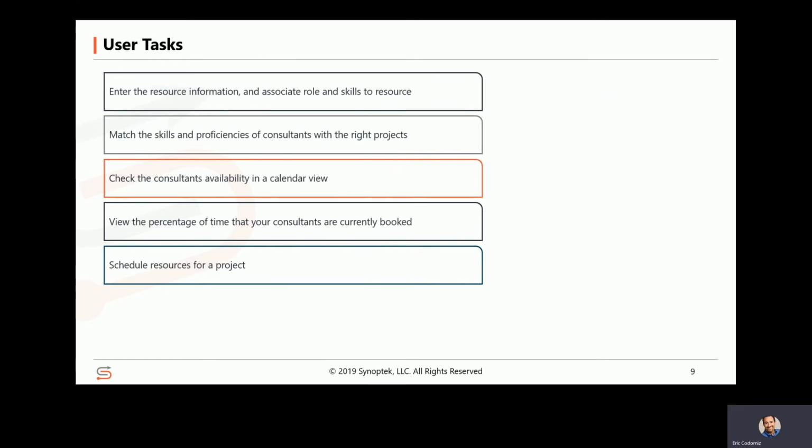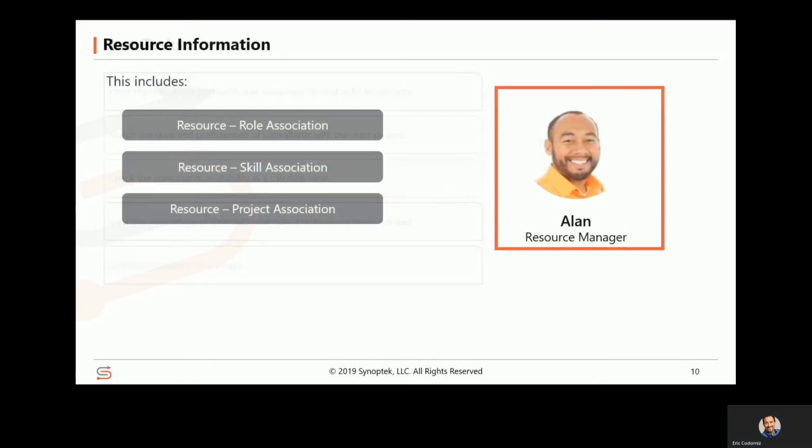This slide simply shows the list of user tasks, such as entering the resource information and associating a role and skill to a resource, matching the skills and efficiency of consultants with the right projects, checking consultants' availability in the calendar, and viewing the percentage of time that your consultants are currently booked, and finally, scheduling resources for projects. The next few slides will take us through the real-life scenario for resource management. Let's take a look and understand more about how a resource is added in the PSA, how the role and skills are added, and how the resource project allocation is actually done.